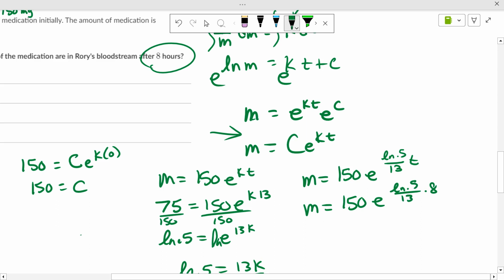Okay? So it's 150 e and you raise it to the power of 8 times ln of 0.5 divided by 13. Put the 8 out in front, so then it doesn't screw up the equation, hopefully. Well, I would put 8/13 ln of 0.5, actually. Put that in parentheses. Raised to the power.